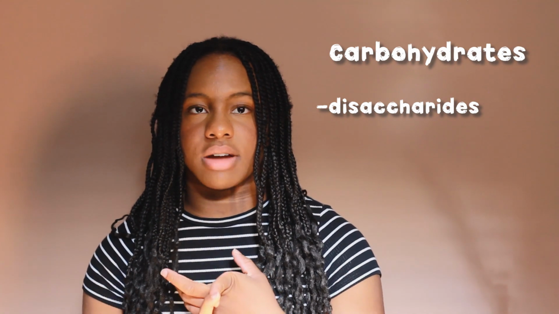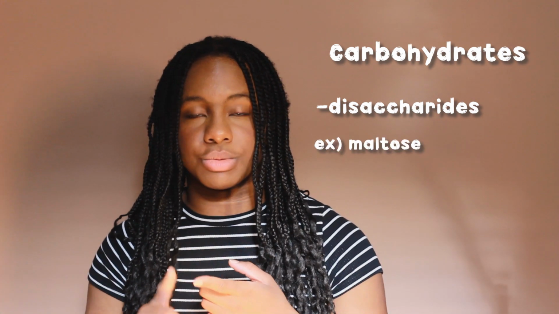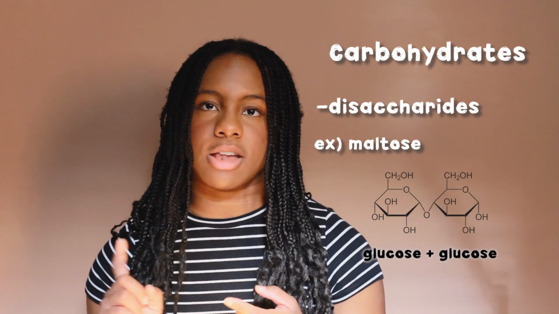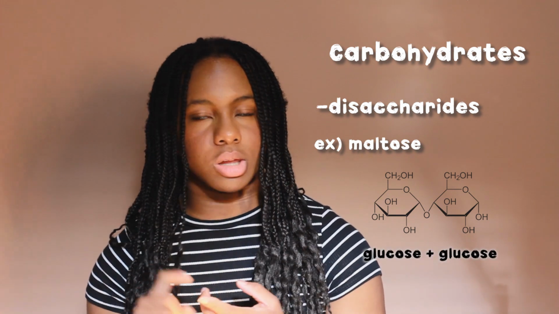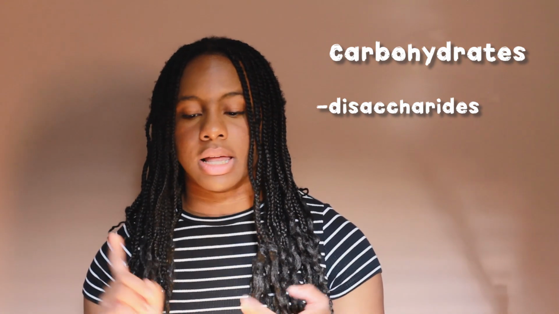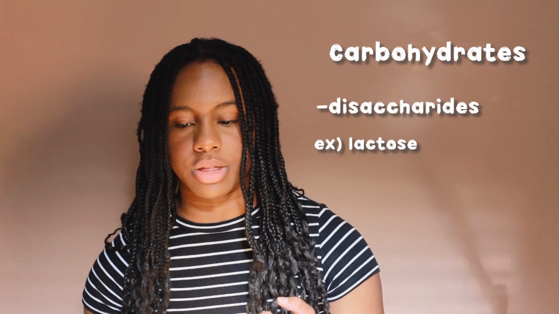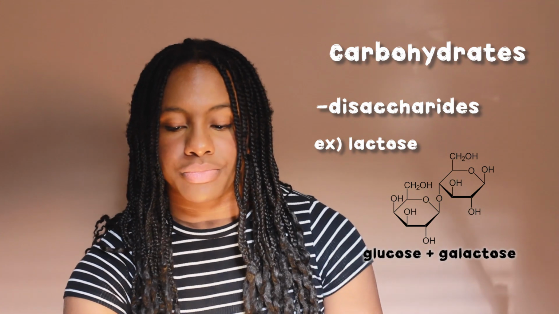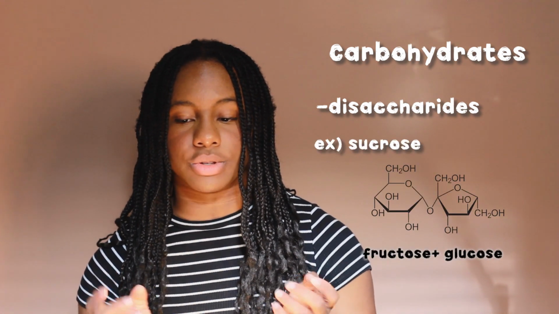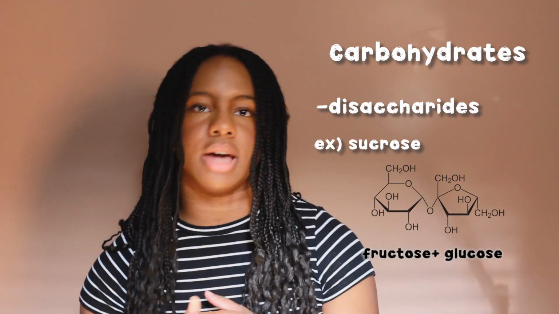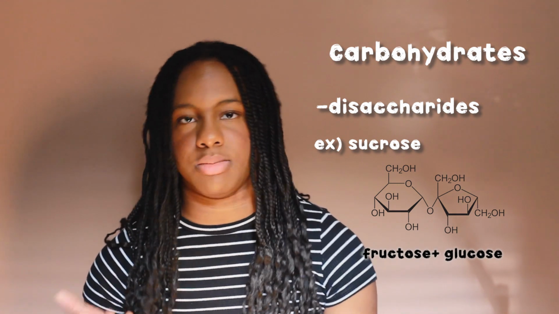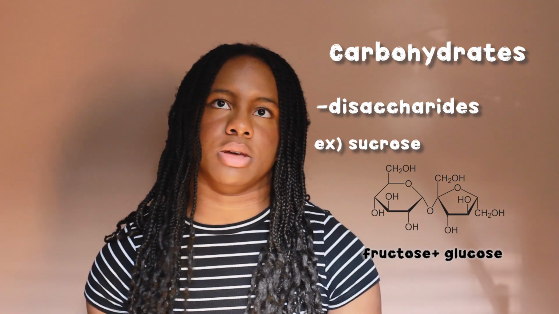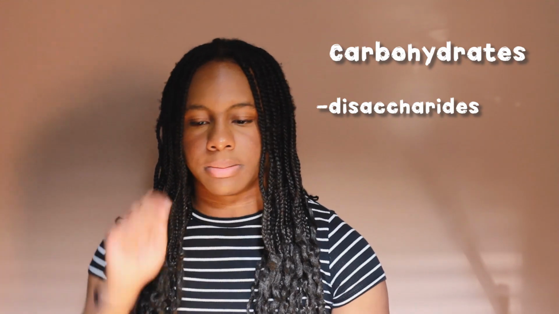Examples of disaccharides that you need to know are maltose, which is a dimer of glucose, and you'll mostly find maltose in beer, barley, molasses, and syrups. Lactose, which you're probably very familiar with, is glucose plus galactose, and it's most commonly found in milk. And sucrose, which is fructose plus glucose, is what you know as table sugar, or the sugar that you put in your morning coffee.